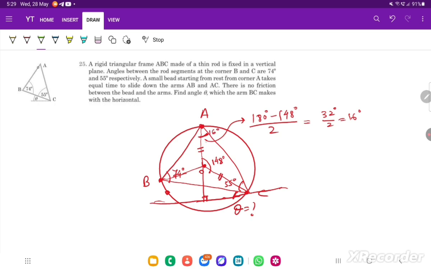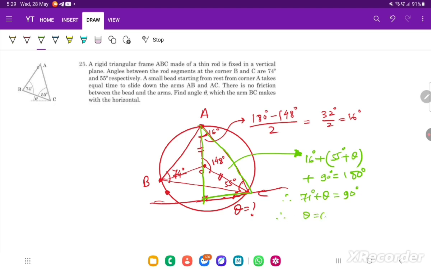Now I am interested in this triangle. In this right angle triangle, you just make the sum of the angles as 180°. So this will be 16° plus 55° plus theta plus 90° will sum up to 180° from this triangle, because the sum of three angles is 180°. All of you know that. So this will come as 71° plus theta equals 90°, or theta equals 19°. Yeah, and this is the answer for this question.